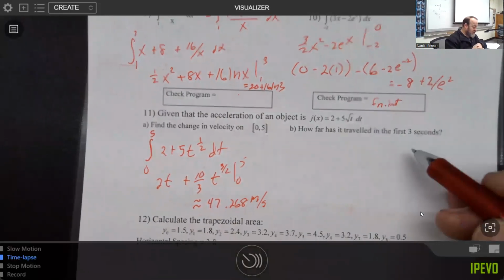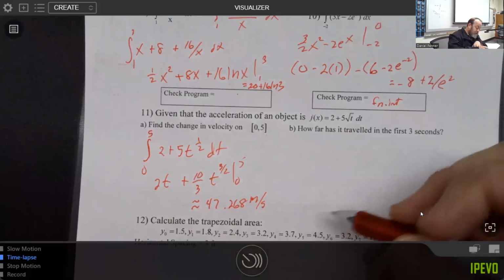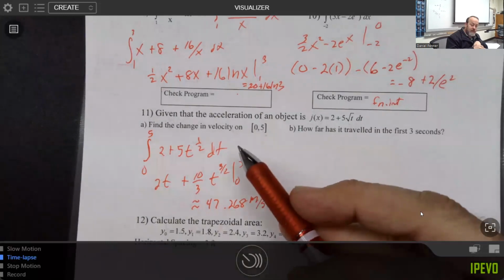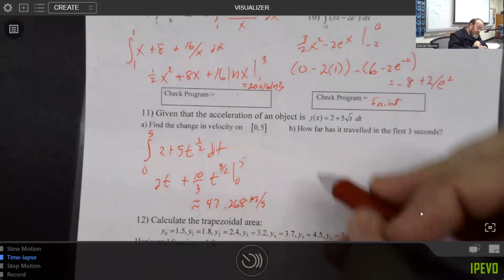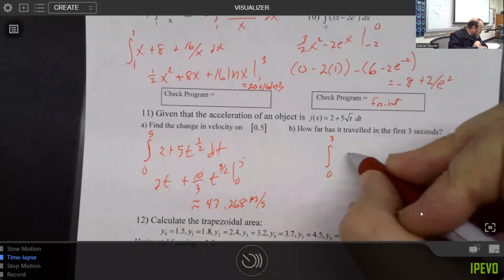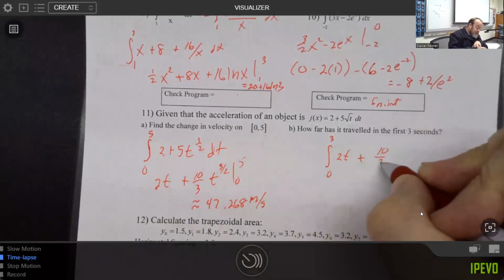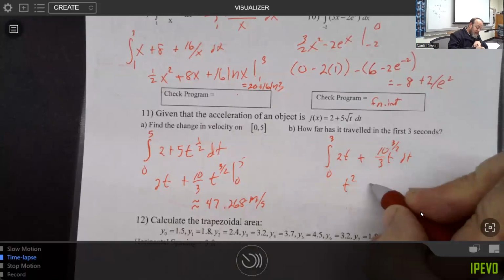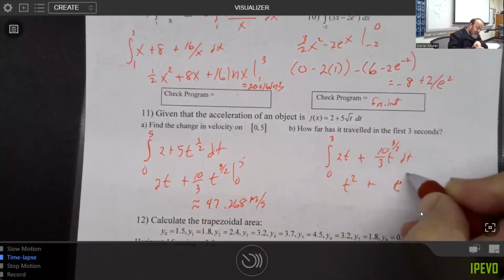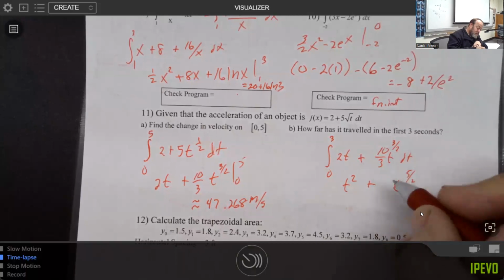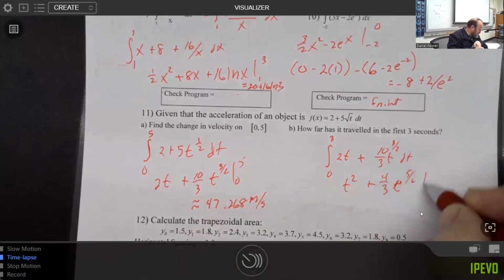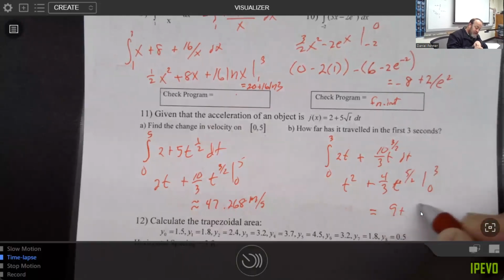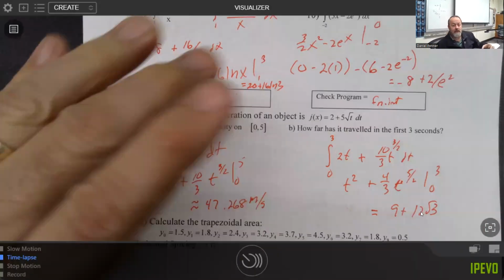Now, when you ask how far it traveled, that's going a little bit further, because the antiderivative of acceleration would be velocity, and the antiderivative of velocity would be position. And so we're looking at 0 to 3, 2t plus 10 over 3, t to the 3/2 dt. We're taking another antiderivative. And so we go through that, we're going to get t to the 5/2. So I'm going to multiply by 2/5, which gives me 4/3, evaluated from 0 to 3. Now, as it turns out, this answer is 9 plus 12 roots of 3, because it actually comes out fairly nice.